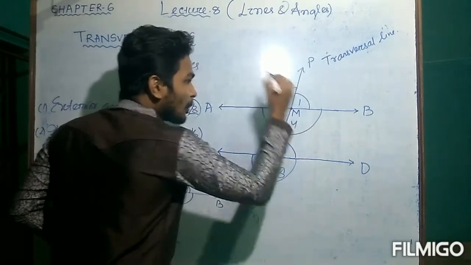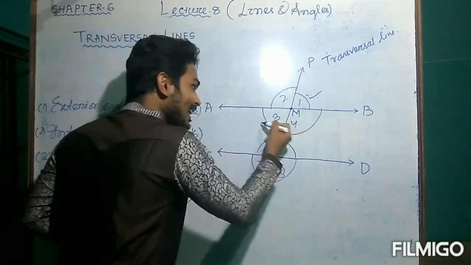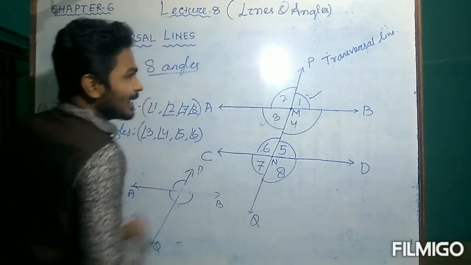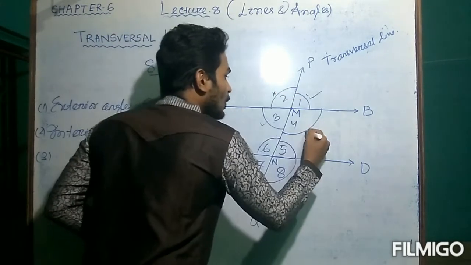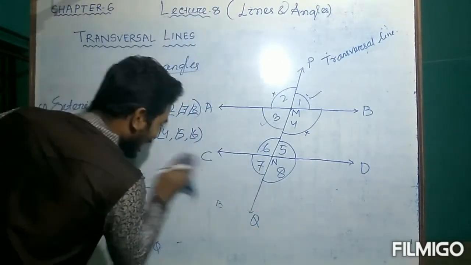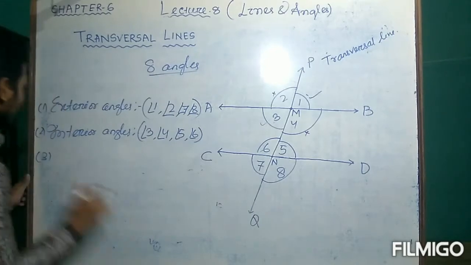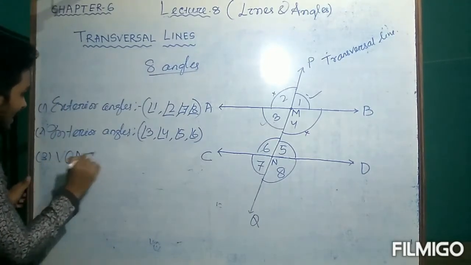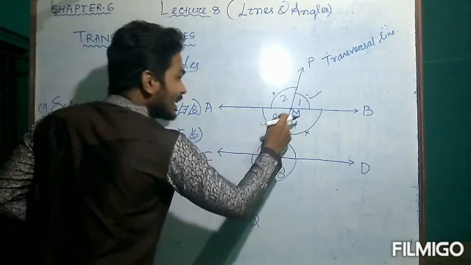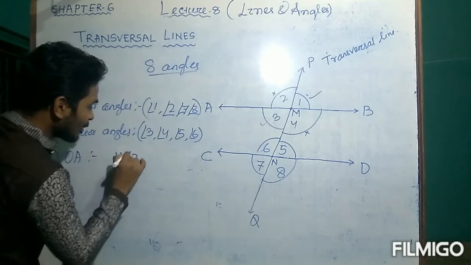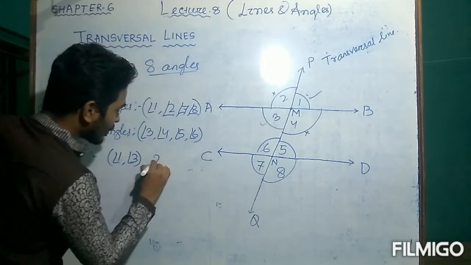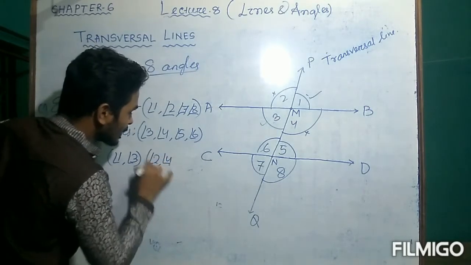So here it is the common vertex. Then this angle and this angle are known as vertically opposite angles. And this angle and this angle are also vertically opposite angles. So the next type of angle is vertically opposite angles, VOA. As you can see here, angle 1 and angle 3 are vertically opposite. One pair, 2 and 4 are also vertically opposite.